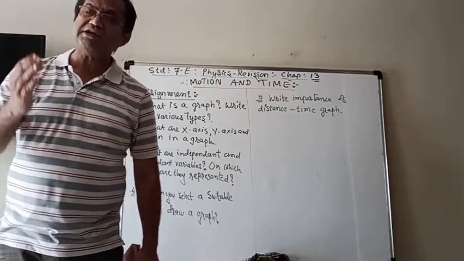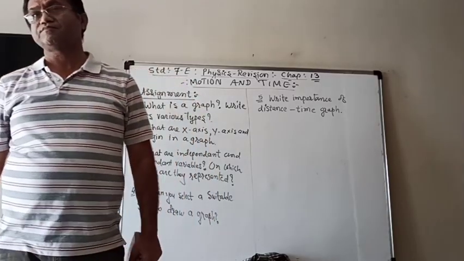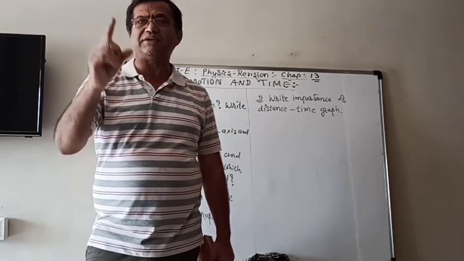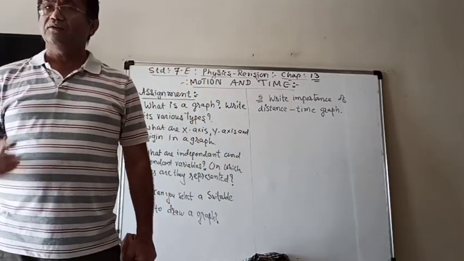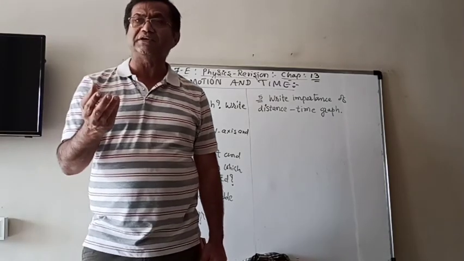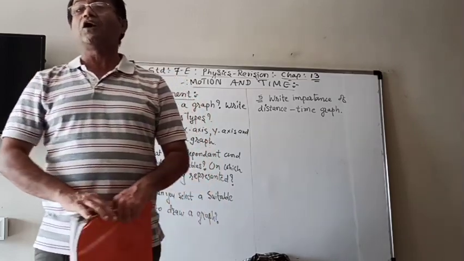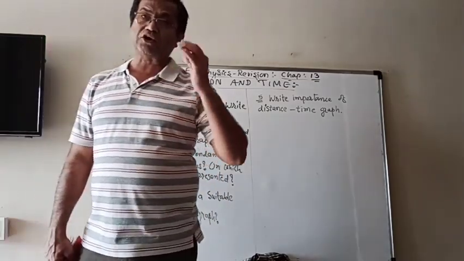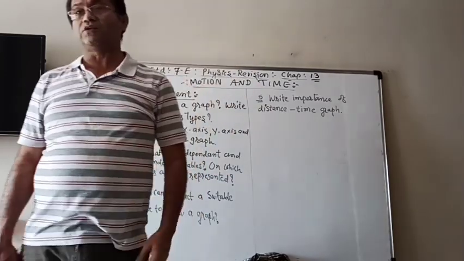Now check what is the highest distance and what is the lowest distance covered, and according to that choose your scale on the y-axis. If the amounts are not big, then you can take 1 centimeter equal to 1 kilometer, or 1 centimeter equal to 5 kilometers, 10 kilometers, 20 kilometers, 100 kilometers, according to your situation, so that you can accommodate the lowest value and the highest value.